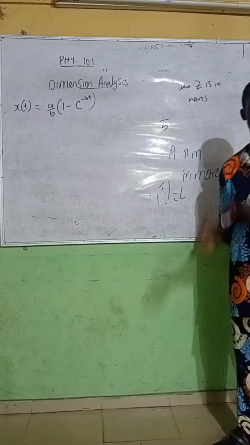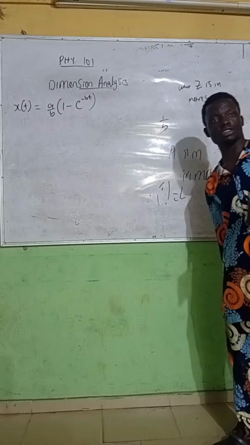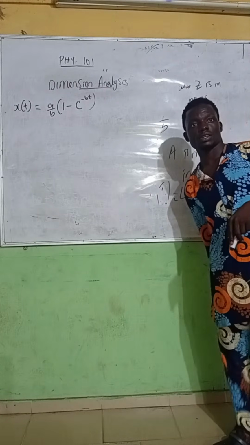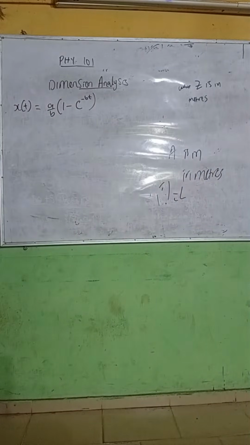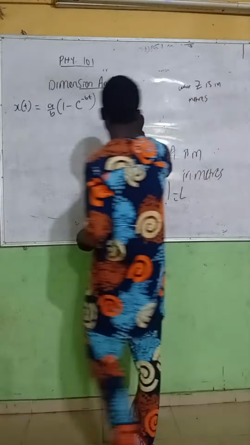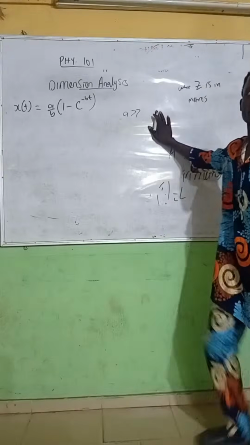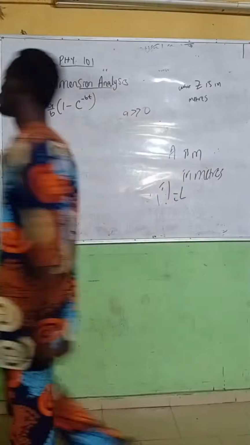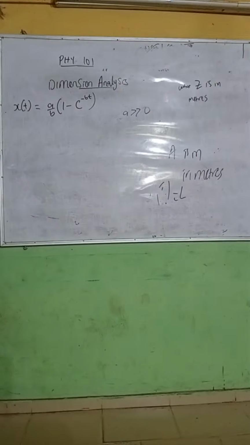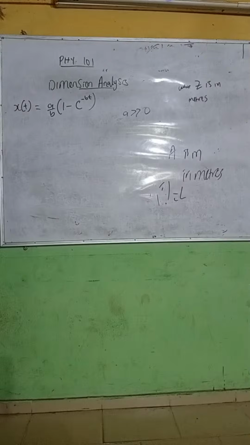And a is a constant, so we have to find the dimension of that constant, and b respectively. And it said a is far greater than 0, they wrote it twice. Like, a is far greater than 0. We have that a is a constant and we should find the dimensions for a and b.